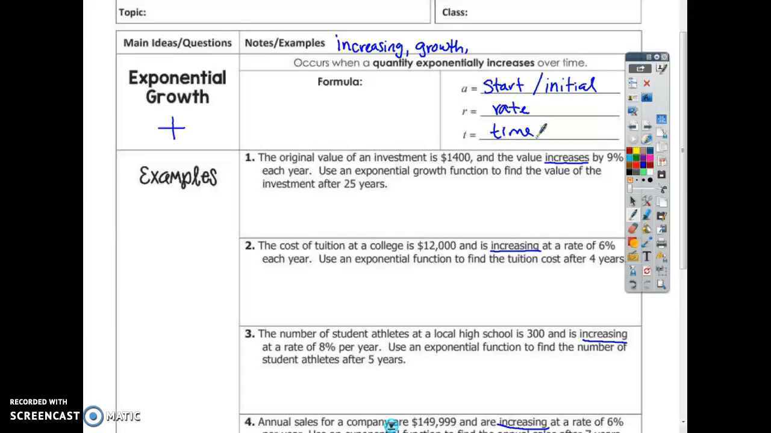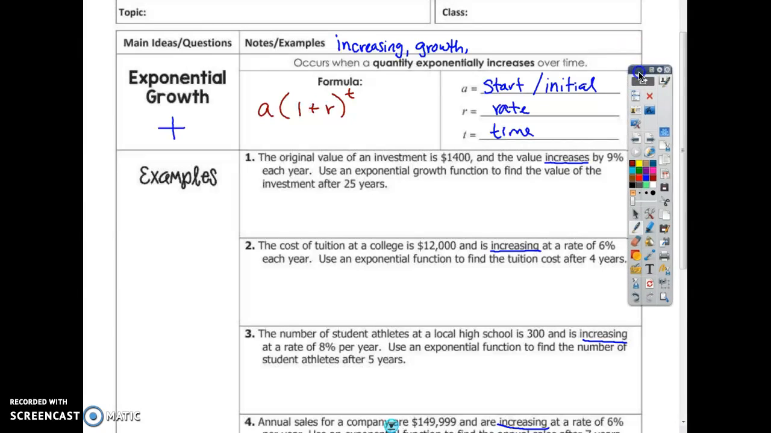So the formula that we're going to be using for growth is A(1 + R) to the power of T, or to the power of X. Okay? And so it's the same thing like we did yesterday because it's increasing from the dollar. That's why it has to be bigger than 1, and that's why you're adding it to that 1.